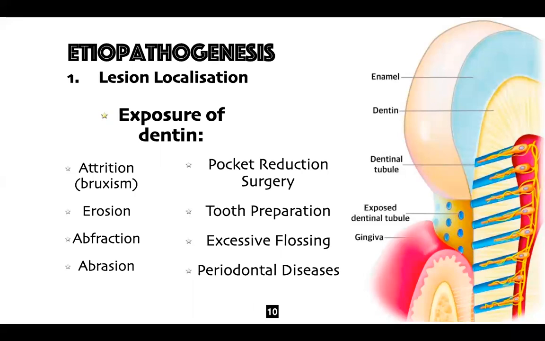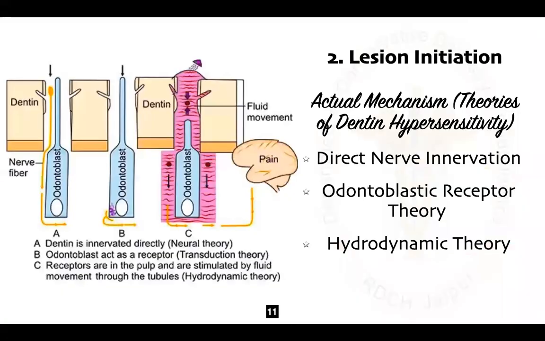As you can see in the diagram I'm trying to show you, very beautiful dentinal tubules, and exposed dentinal tubules as well. Let's talk about two things. One is lesion localization, the other is lesion initiation. I repeat, etiology is divided into two aspects: one is lesion localization and the other is lesion initiation. So you have to write exactly like this in your exam.